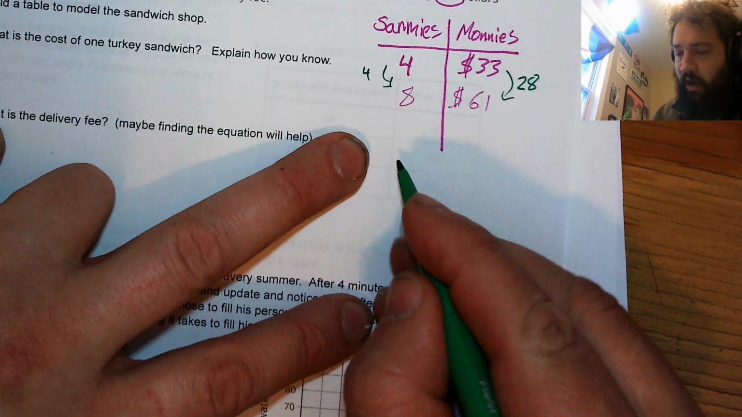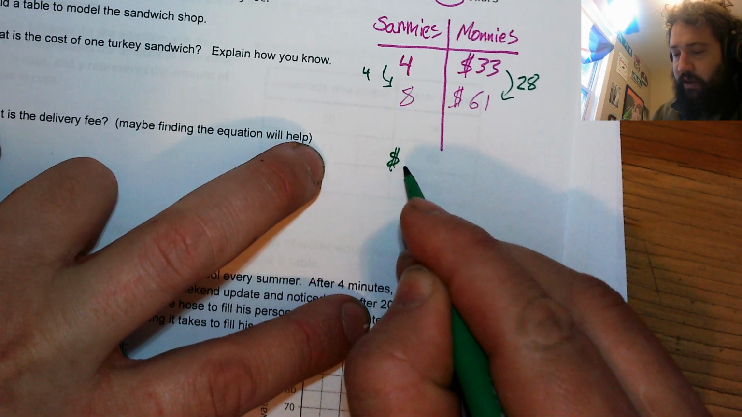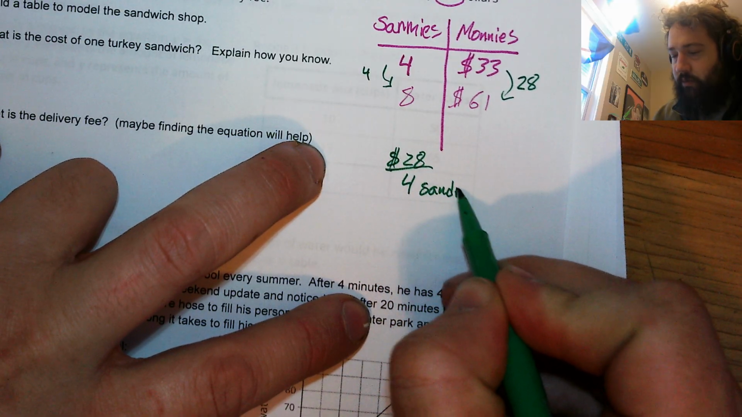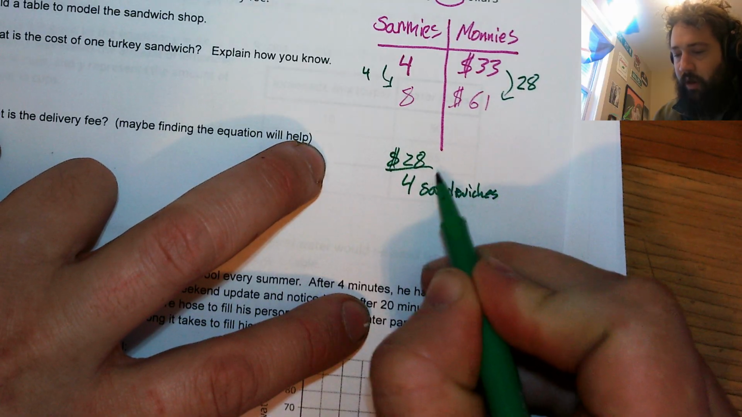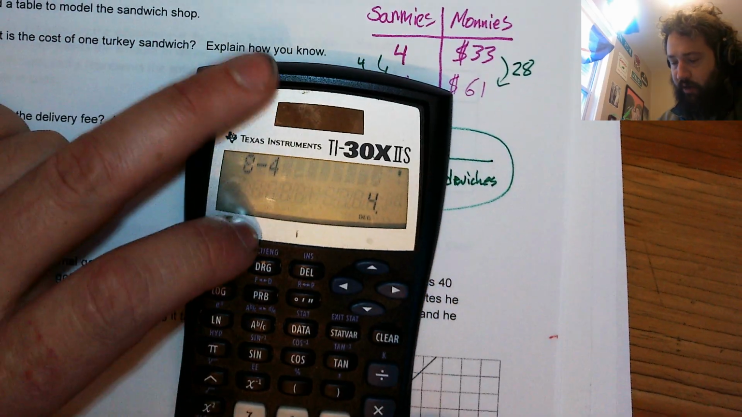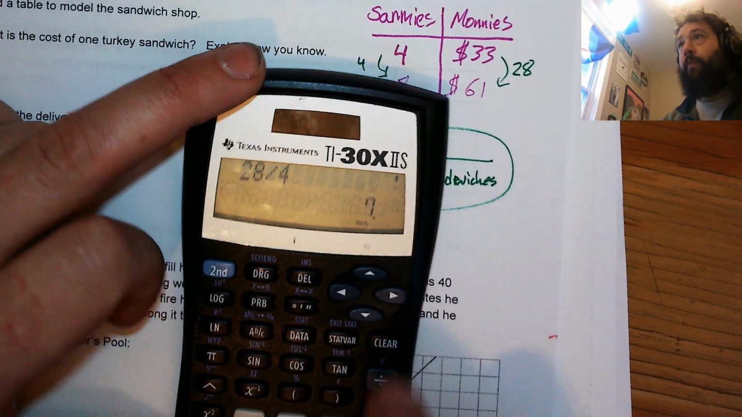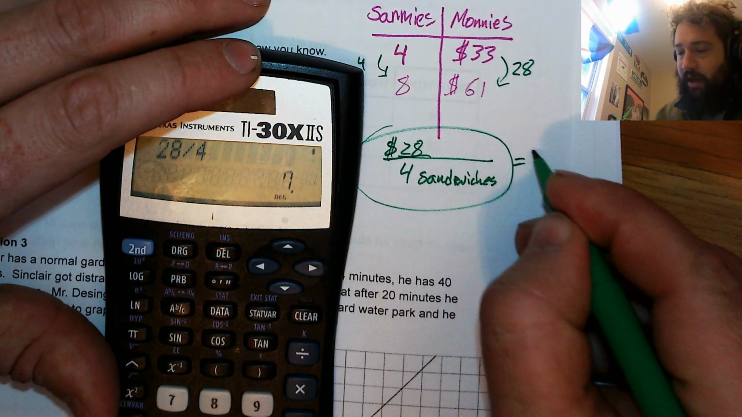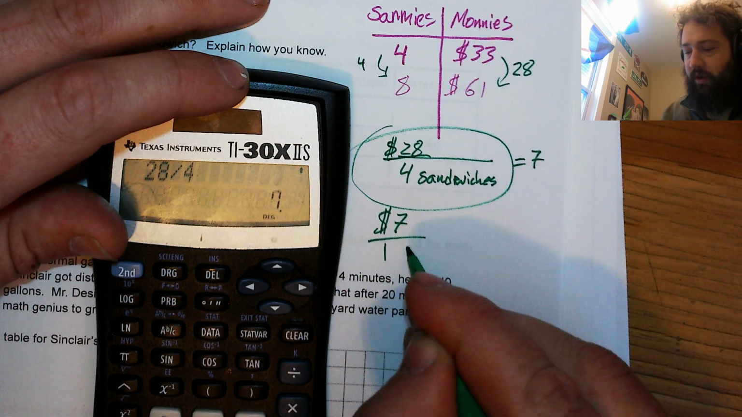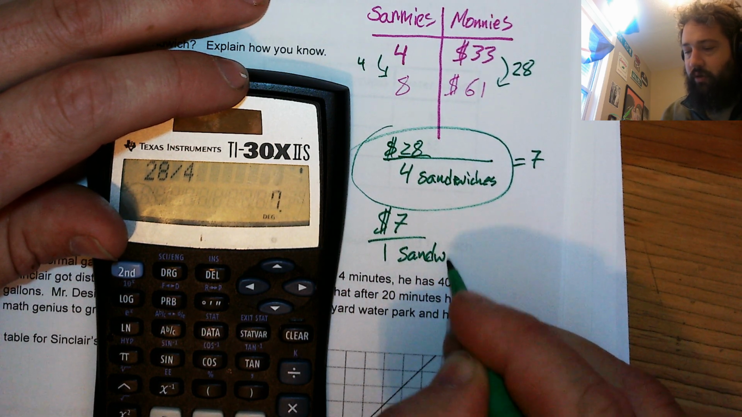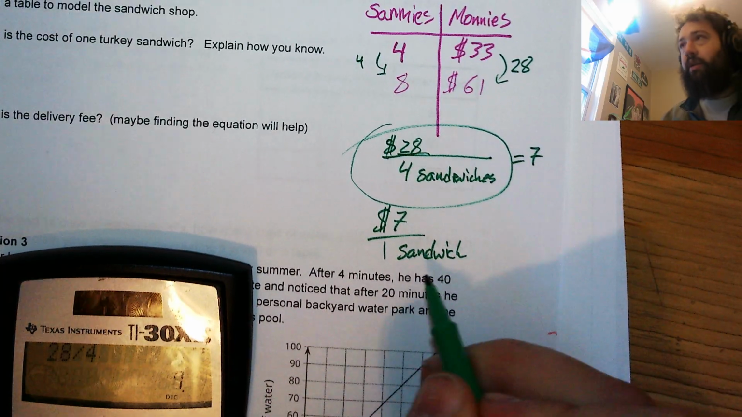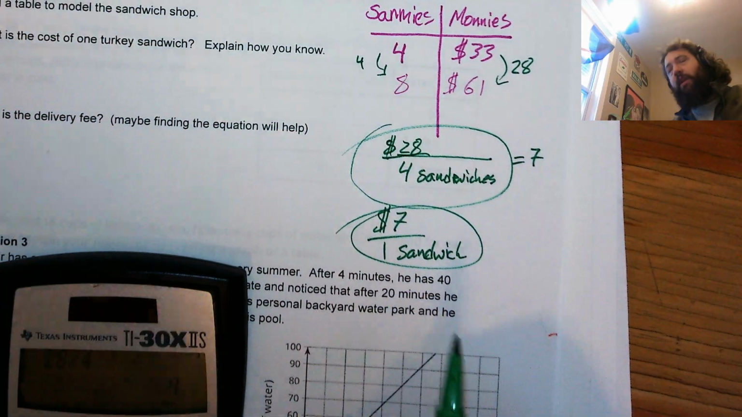So now I know that I pay $28 for 4 sandwiches. Now, if I wanted to simplify this, I'd just go ahead and divide those. So I could have 28 divided by 4, and that is going to give me 7. So that would be $7 per 1 sandwich. How do I spell sandwich? Is that it? It looks weird to me. Okay. So $7 per sandwich.